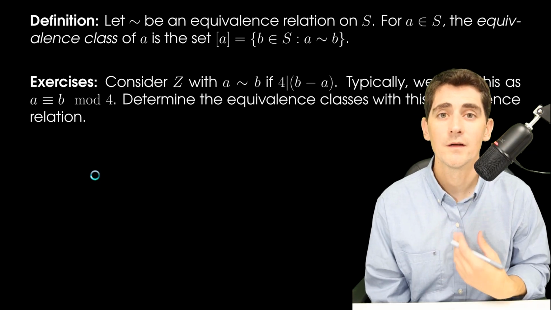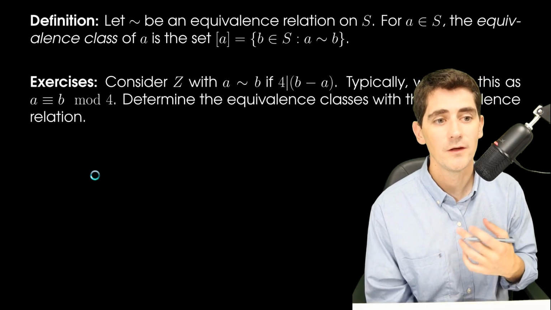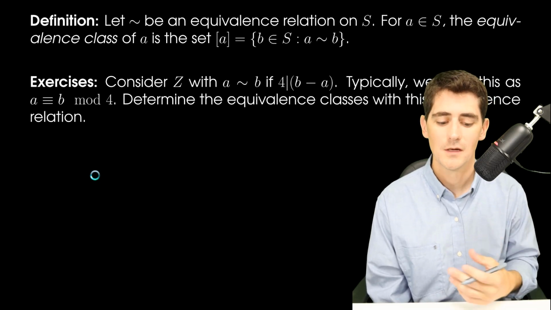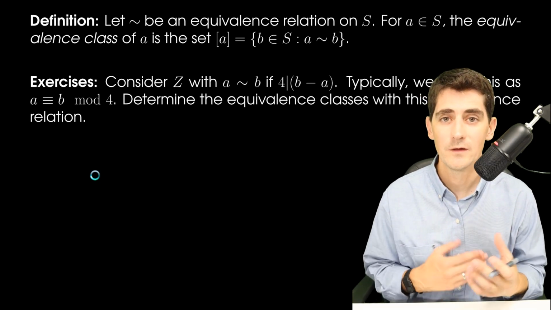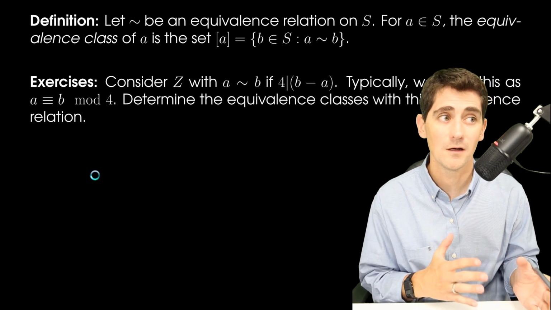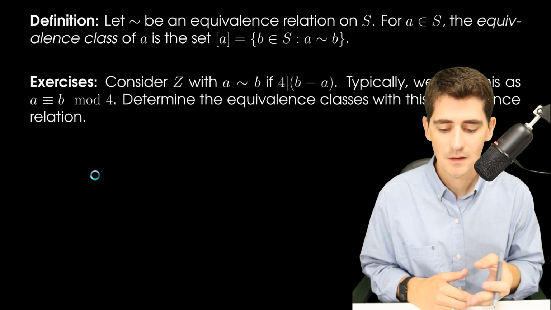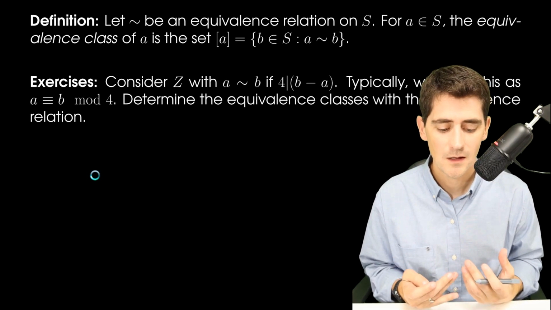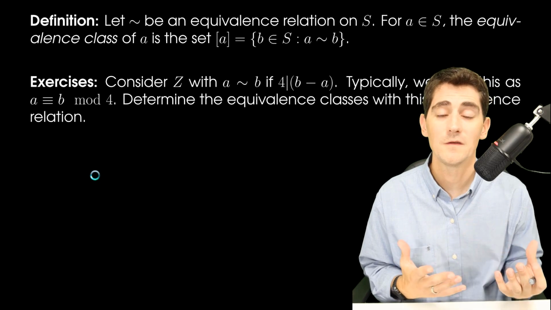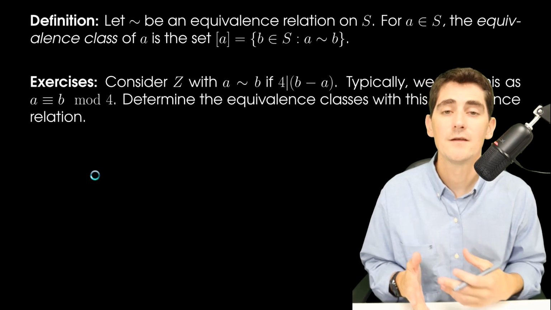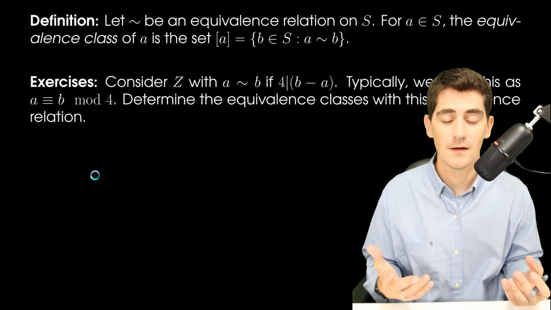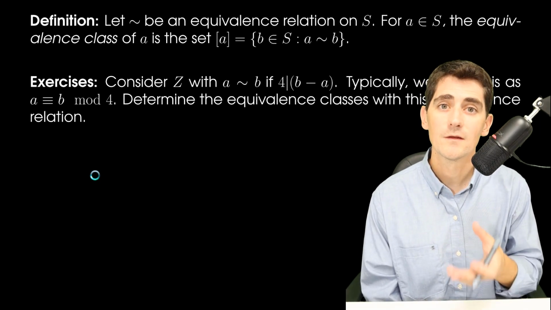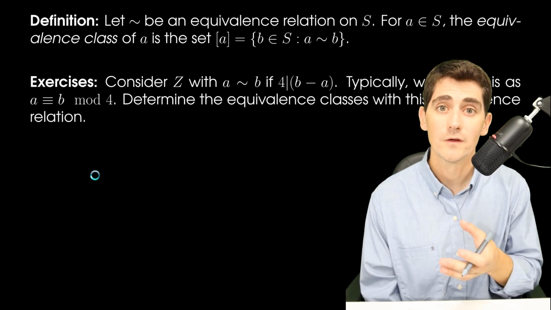Now that sounds weird to us with our normal definition of equals, because the only thing equal to 0 is 0, and the only thing equal to 2 is 2. But in other contexts, like parallel lines, there can be a lot of lines equivalent in this idea. For example, let's consider the integers with a congruent to b if 4 divides b minus a. Now we've already seen this. This is just what we mean by a is congruent to b mod 4. So what we want to do here is determine the equivalence classes with this congruence relation, congruence mod 4.